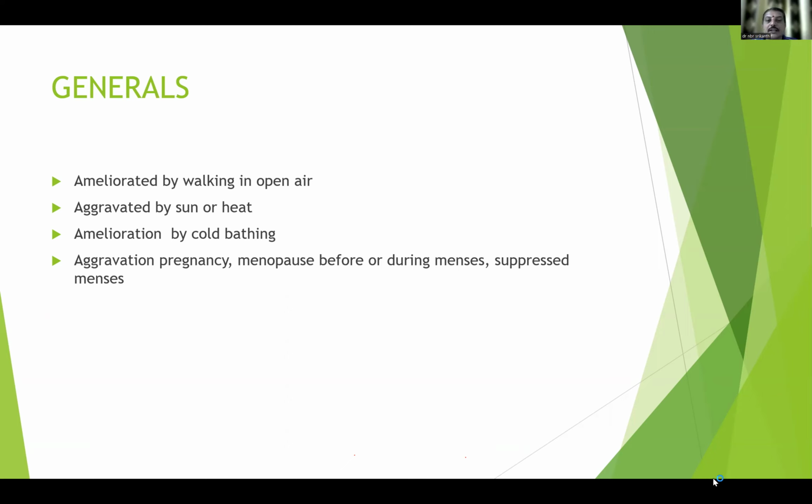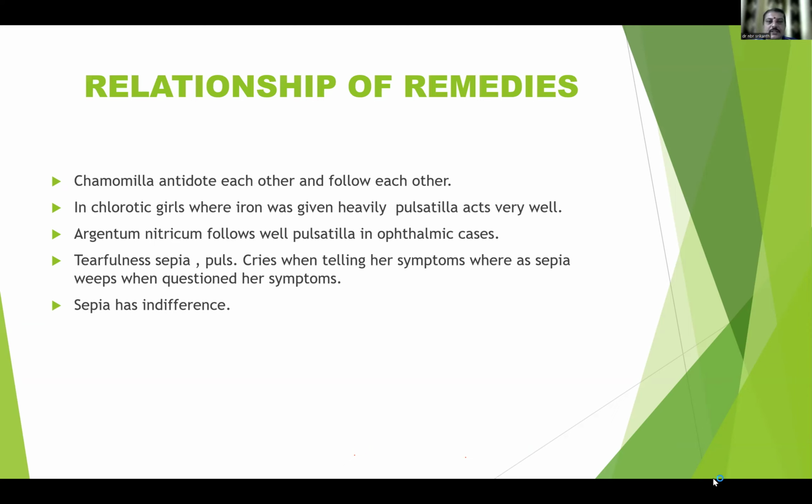The generals: walking in open air, you all know this. Heat or sun aggravation, cold bathing amelioration. So the aggravation in pregnancy, menopause, so much menstrual thing like Actaea racemosa, like Sepia. Okay? Suppressed menses. Chamomilla and Pulsatilla antidote each other and follow each other. So in some sort of acute complaints, they have this tendency, but they differ a lot in their mental attitude.